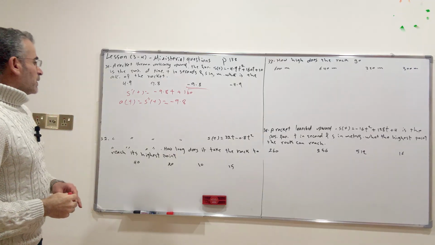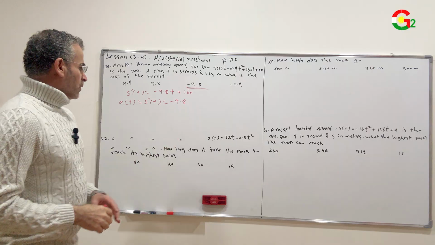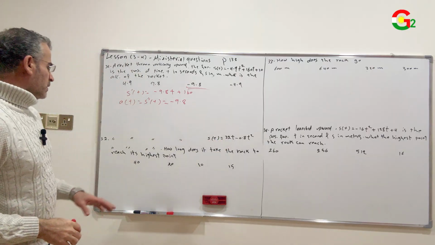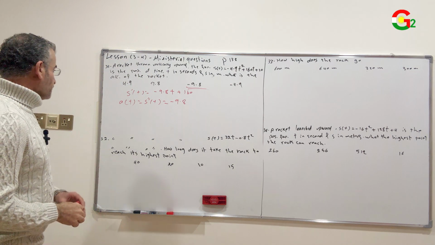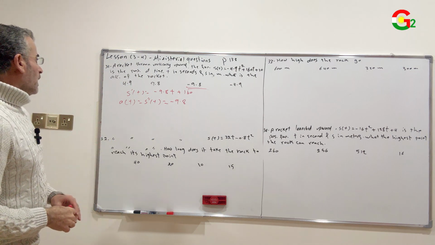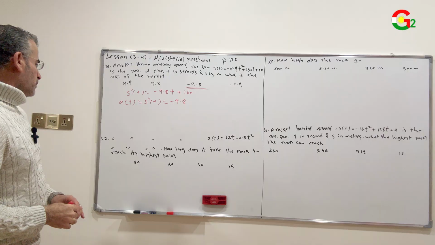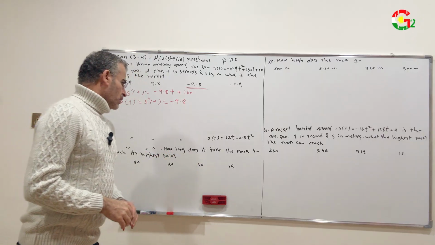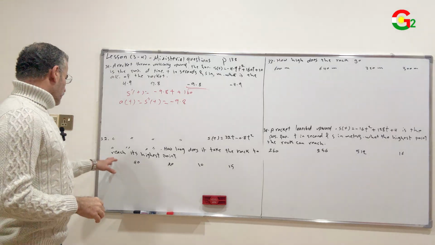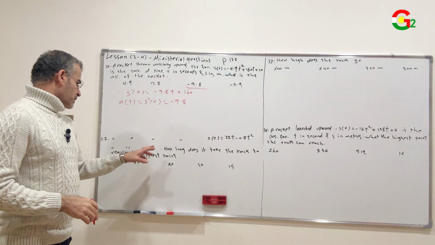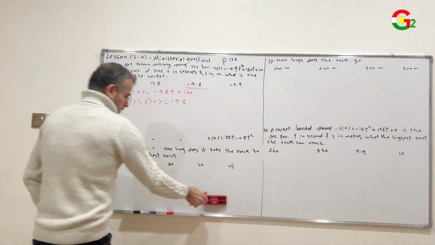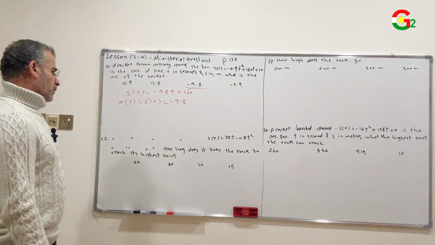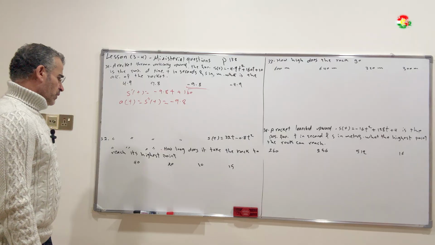Question number 32. A rocket is thrown vertically upward according to the position function s of t equals 32t minus 0.8 t squared, t in seconds and s in meters. How long does it take the rocket to reach the highest point? We want to find the time when the rocket reaches the highest point.